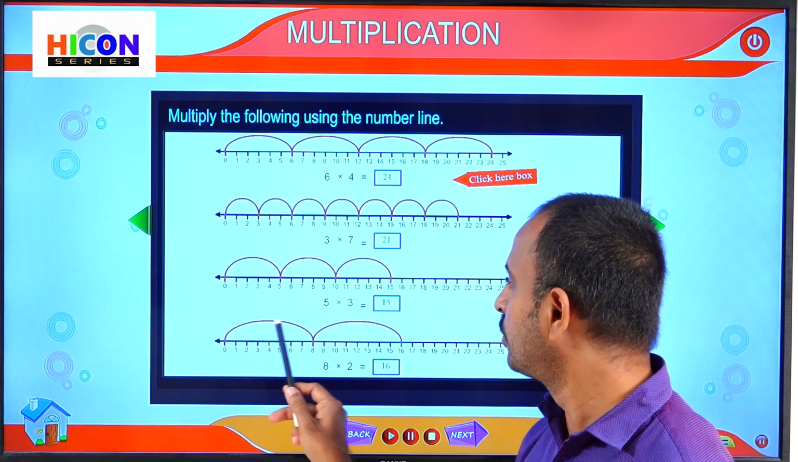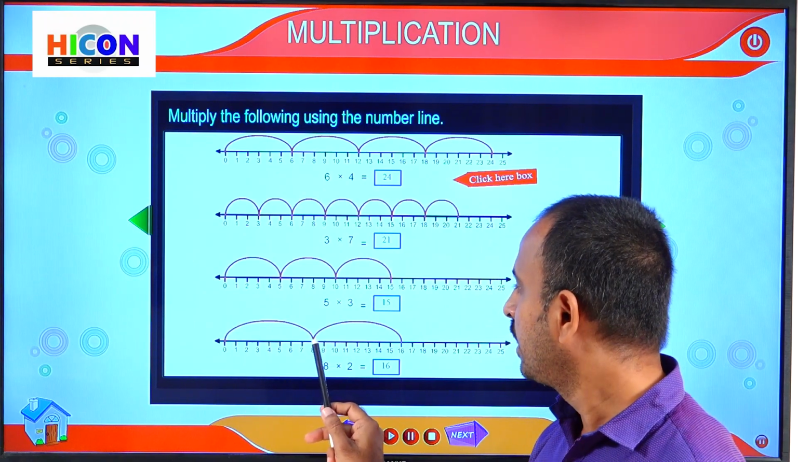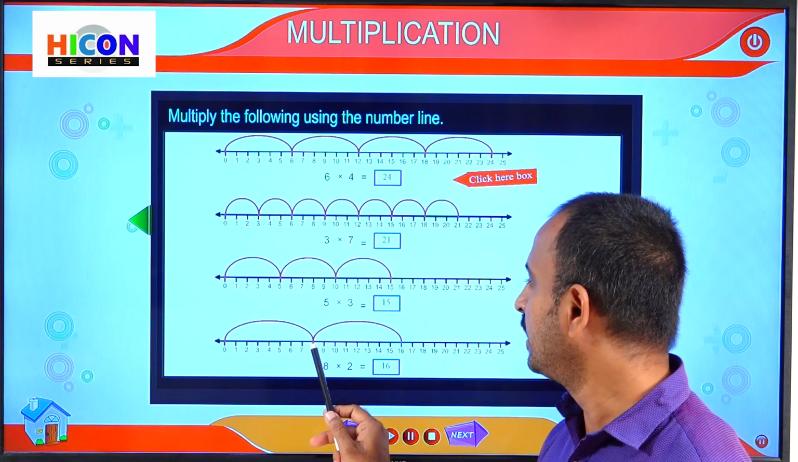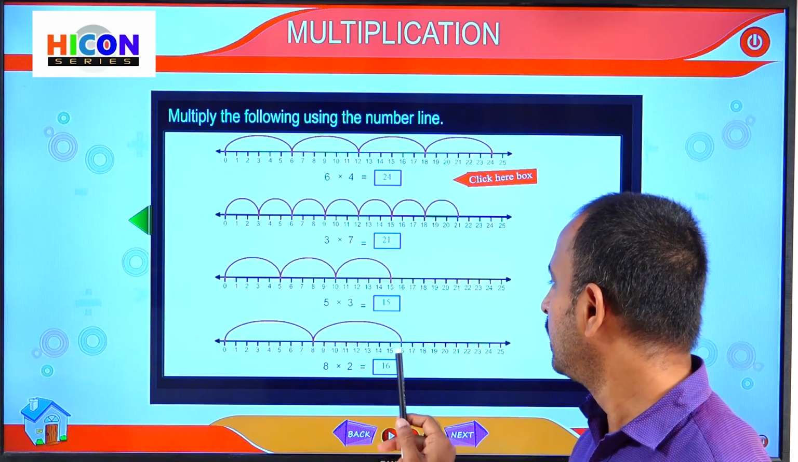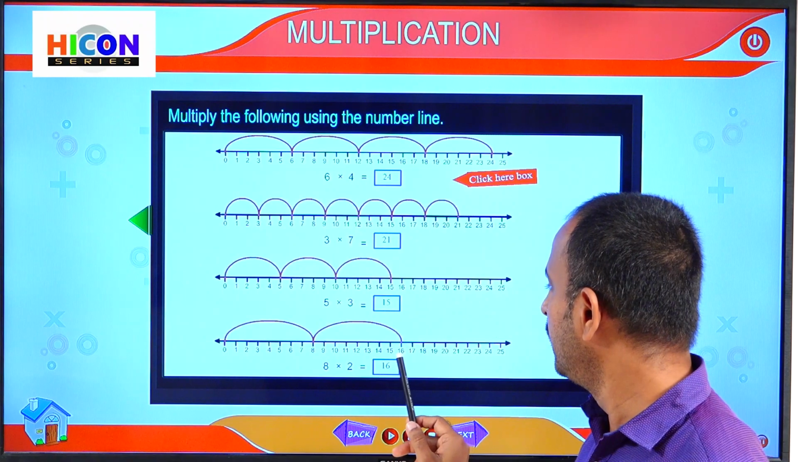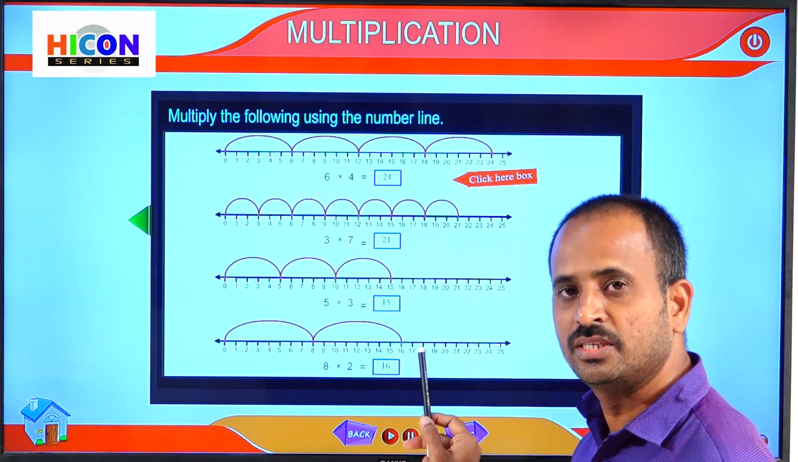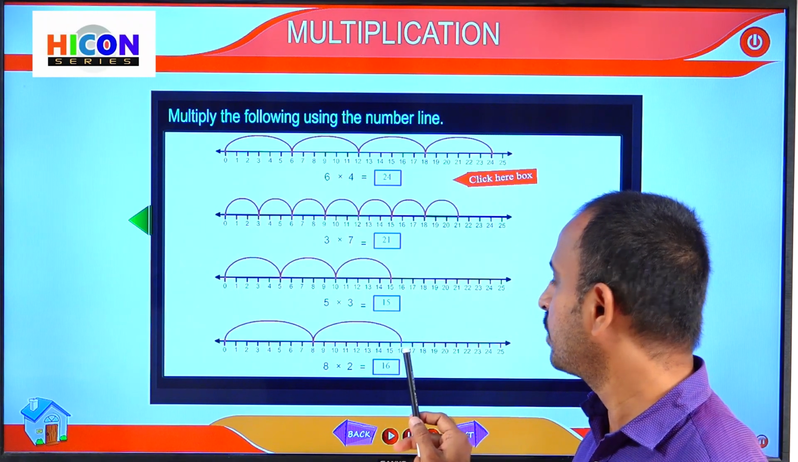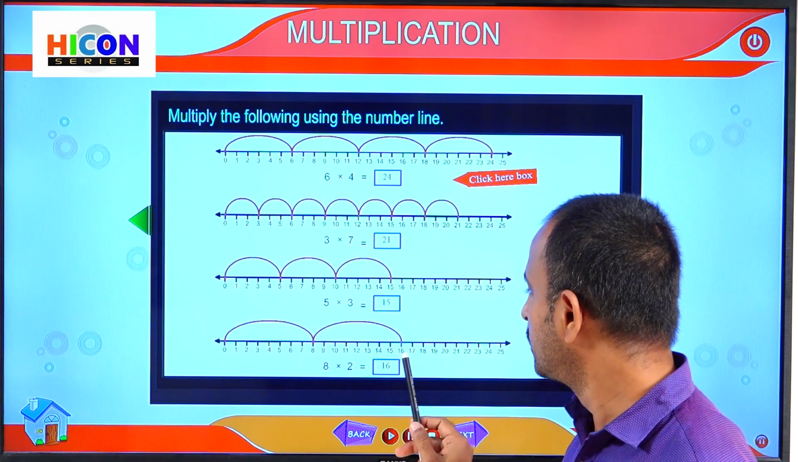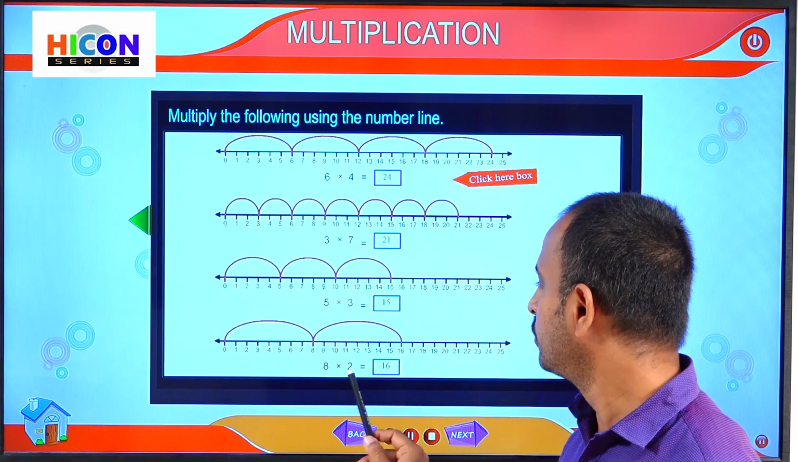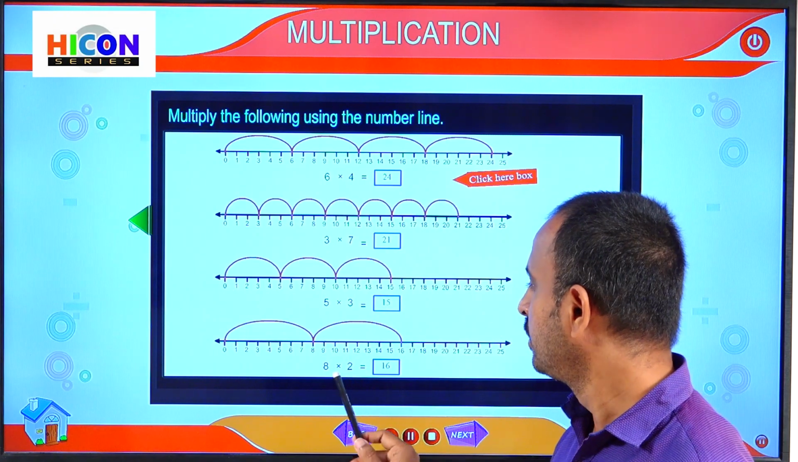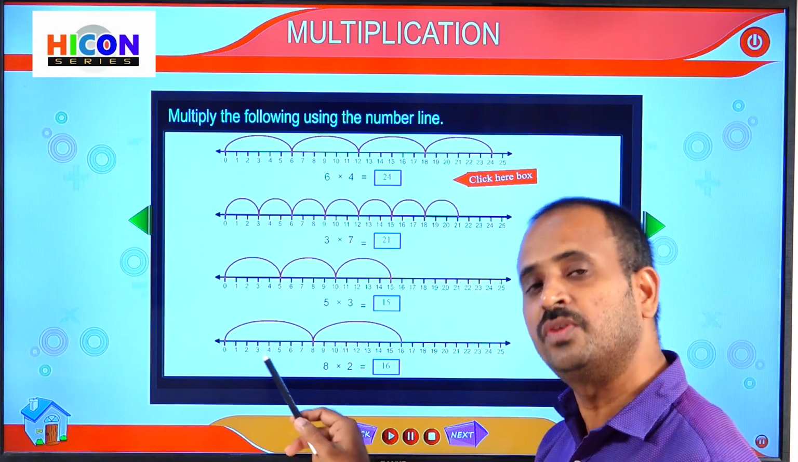That is 0 to 8. This is step 1. And again cross 8 steps, that is 8 to 16. That is the second step. And finally, we have reached the number 16 on the number line after moving 2 steps. So 16 will be the answer. 8 2s are 16. So here, children, we have to count 8 numbers for each step.